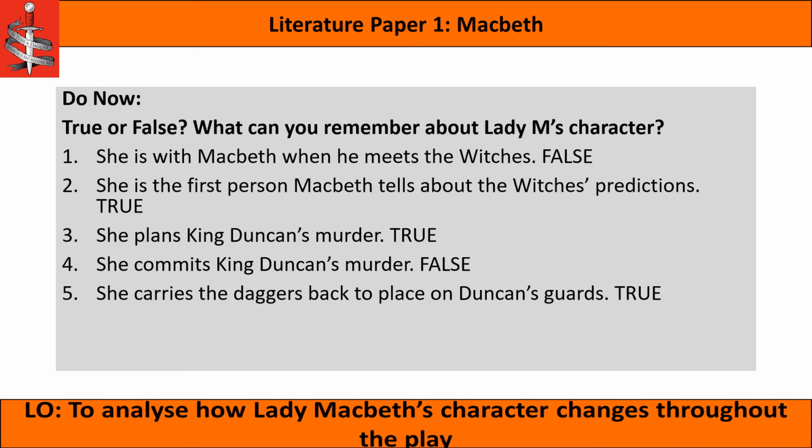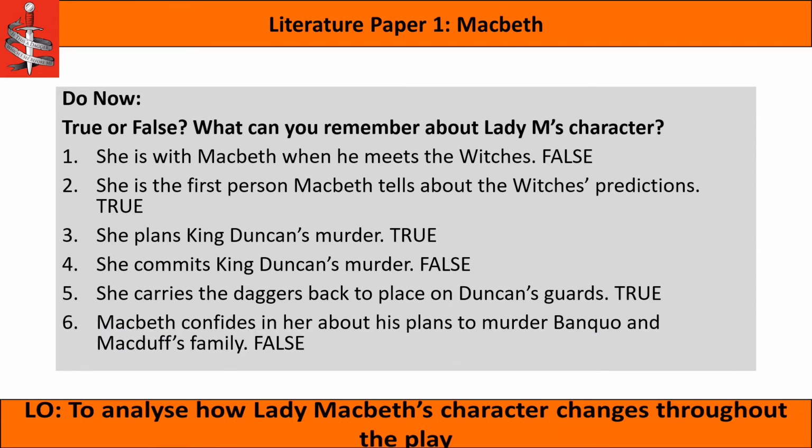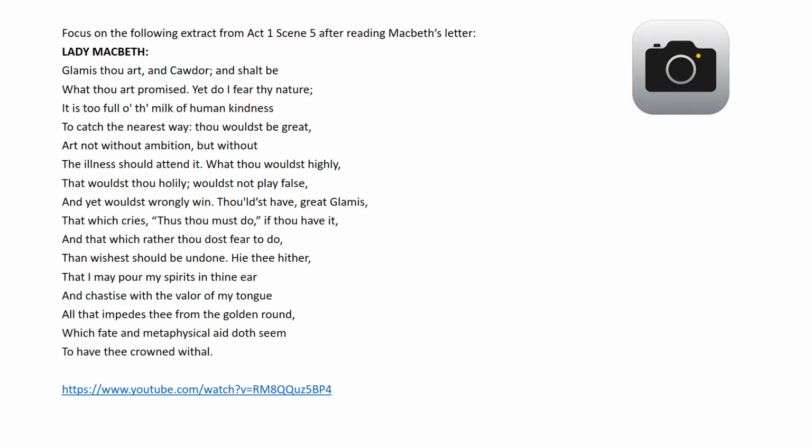She carries the daggers back to place on Duncan's guard, that is true. That is part of the plan that was essential for blaming the guards to try and make out to everybody else that they had murdered King Duncan. And Macbeth confides in her about his plans to murder Banquo and Macduff's family. That's false. If you remember, he doesn't tell her anything. And that's one of the things that signifies throughout the play how their relationship has changed.